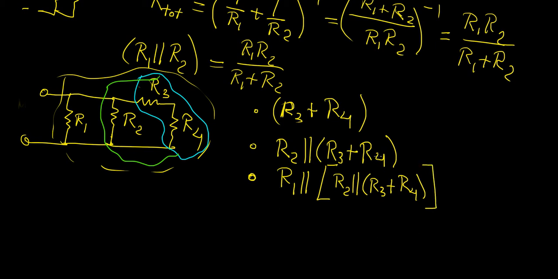So this is the shorthand notation that we would use to represent the total equivalent resistance of this circuit, which we can call R total or R equivalent, whatever you want. And that's essentially how we represent that. So if we break it down, let's look at this section over here first. So R2 parallel with R3 plus R4.